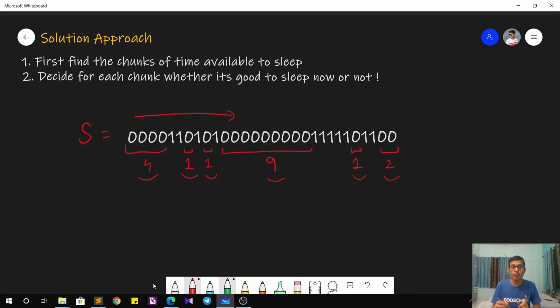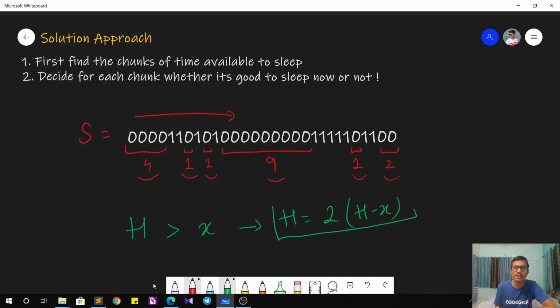Because remember, when you sleep in a particular continuous unit of time, your value of h changes unless you are completing your total quota. That is, if the time that you are sleeping, x, is less than h, then h becomes twice of h minus x. So you have to make sure that this is beneficial for you, because if by sleeping you are increasing your required quota of sleep, then it's of no use, right?